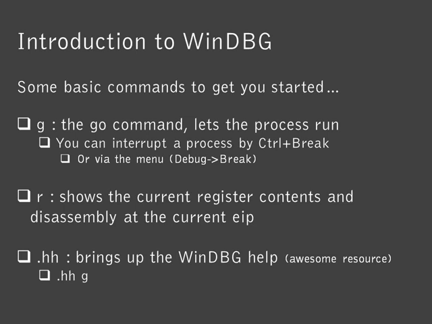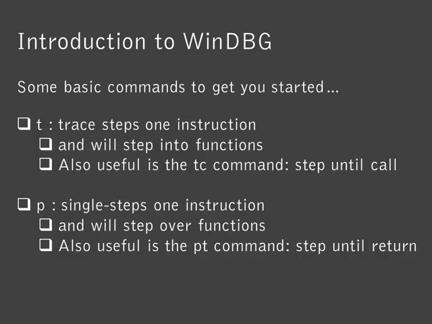And then the most useful one out of every instruction in all of WinDebug is .hh. .hh brings up the help. If you hit .hh or if you hit F1, it'll bring up the help. If you do .hh and you give it a command, it will automatically search the help and pop up that particular command's help page, which is super useful.